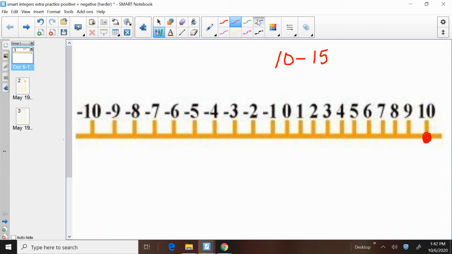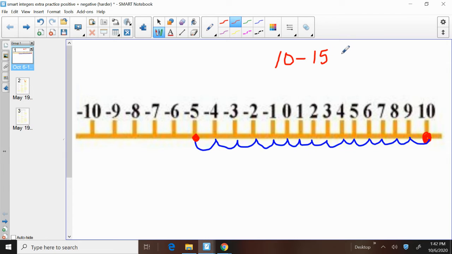And then I'm going to subtract 15. So again, subtracting means going to the left. So I'm going to go to the left 15 times. So subtract 1, 2, 3, 4, 5, 6, 7, 8, 9, 10, 11, 12, 13, 14, 15. So I end at negative 5.